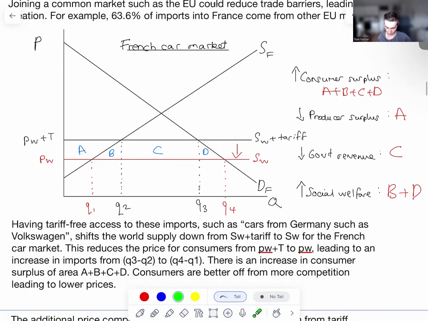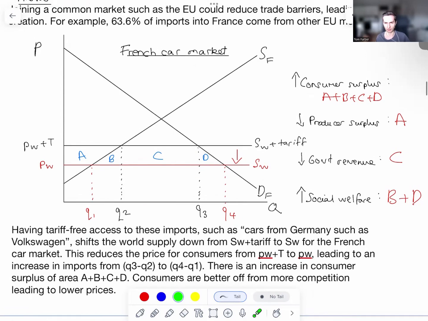And as a result of this, there's an increase in consumer surplus. What I recommend for these tariff diagrams is using this A, B, C, D labeling. It's very simple and clean and very easy to execute in the exam. So in this case, consumer surplus is rising. So to begin with, consumers are consuming Q3 units at price PW plus T, and they're willing to pay the price on the demand curve, but they actually get to buy it for the world price plus the tariff. And so their consumer surplus is this area here.